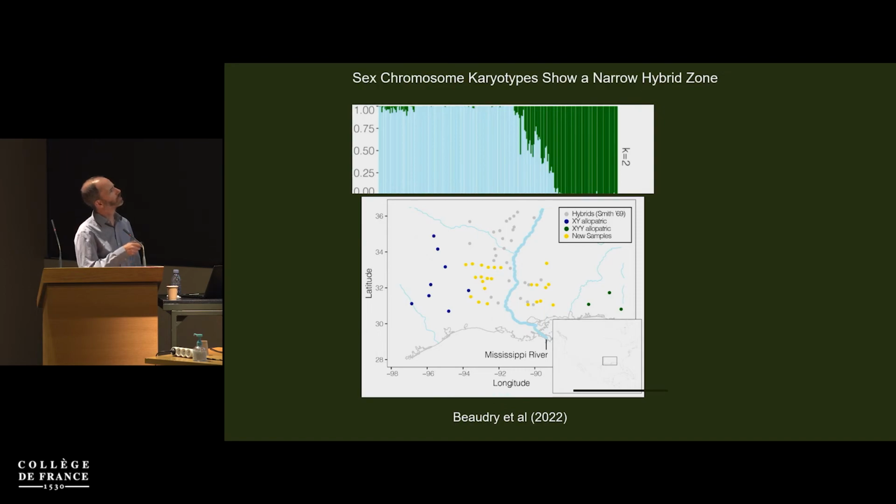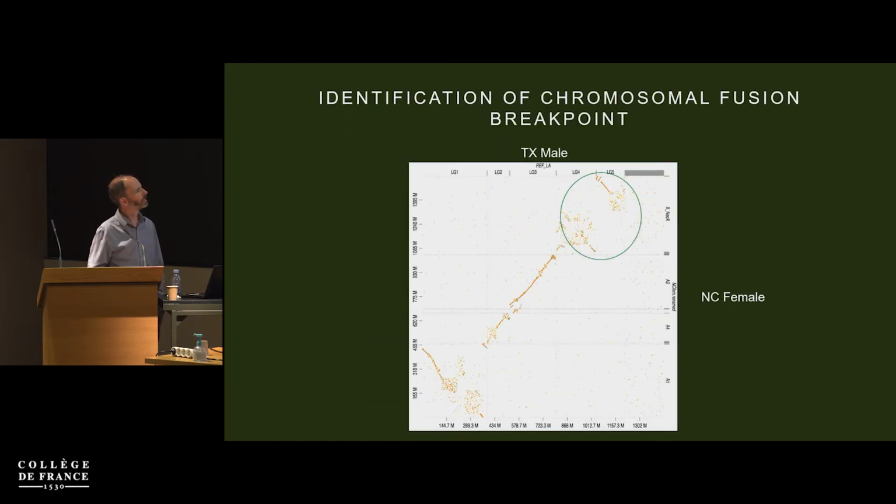What we do see, when we look at whole genome data, is that there's a very narrow cline between these two cytotypes along the Mississippi River. And so in general, we see high differentiation with a narrow cline here. So when we compare the assemblies of these two different karyotypes, we're able to identify the breakpoint of the fusion. Although there's a lot of scrambling here, we can pretty clearly identify the breakpoint of where the fusion occurred.